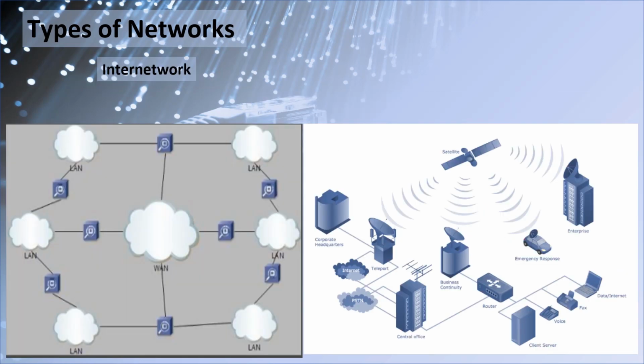The next category is internetwork. Internetwork is basically a network of networks. Even the internet is a type of internetwork. The internet is one big example of internetwork. It is a network of networks and the largest network in existence on this planet. In simple words, an internetwork is a larger network of smaller networks interconnected using some communication channels and protocols.